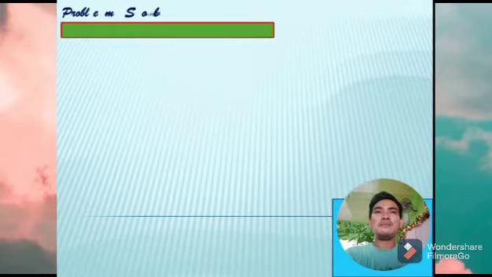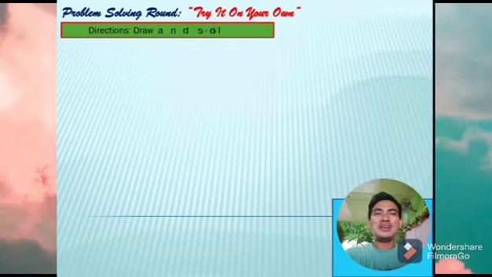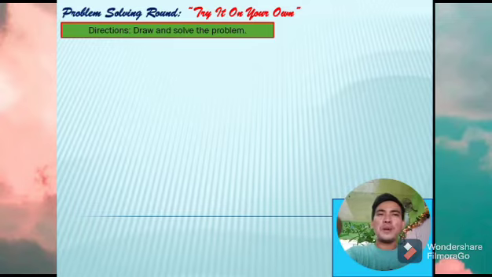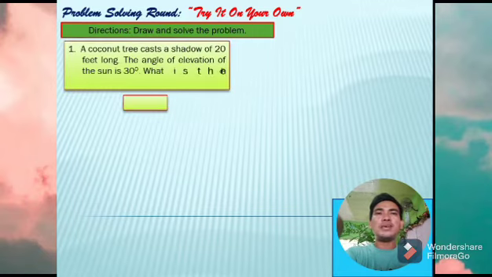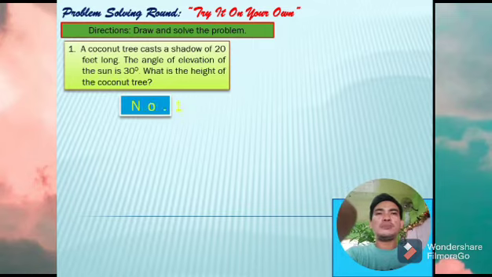Okay, so let's now have the problem solving round. We call this one the try it on your own problem. With the directions, you're asked to draw and solve the problem. I will be giving you 10 seconds to answer it. You can already answer while I am reading this problem. Ready? Go! Number 1. A coconut tree casts a shadow of 20 feet long. The angle of elevation of the sun is 30 degrees. What is the height of the coconut tree? Ready? Go!